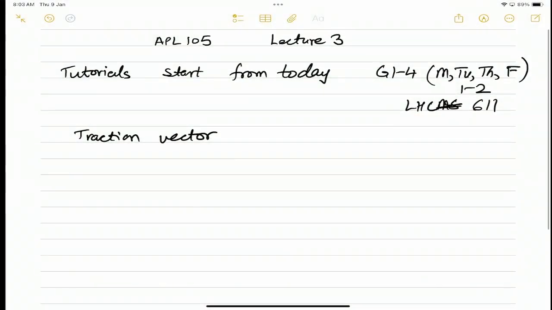The traction vector, Ti. In some books, this is also called the stress vector. And what we have is this Ti.